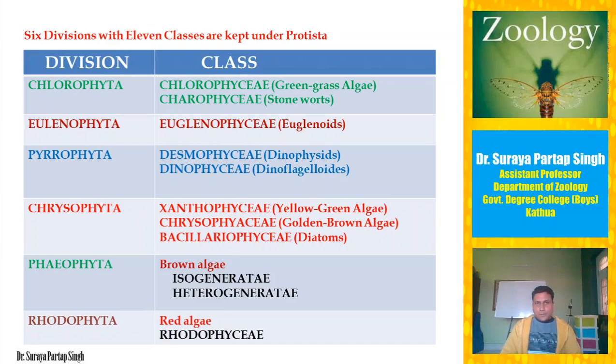Now coming to classification of algae or the plant-like protists, we have 6 divisions and 11 classes of plant-like protists. So 6 divisions and 11 classes are kept under Protista. The 6 divisions, their names are Chlorophyta, Euglenophyta, Pyrophyta, Chrysophyta, Phaeophyta, and Rhodophyta.